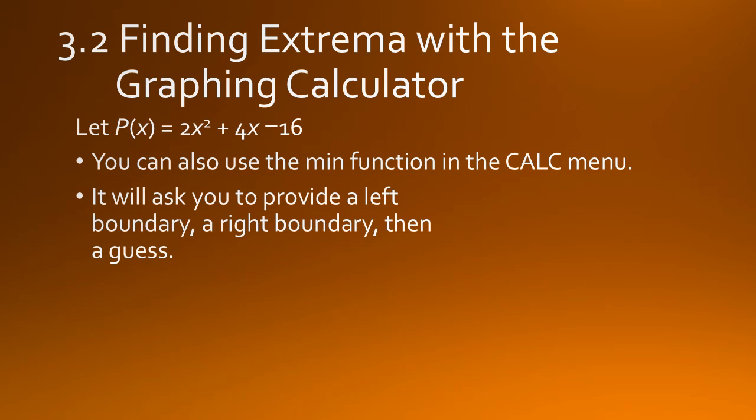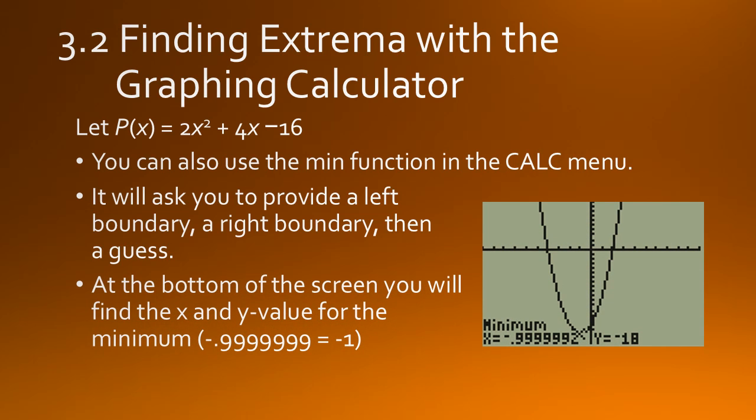You can use the min function on the calc menu. Now when you do this, it's going to ask you to provide a left boundary and a right boundary and then a guess. So when it comes up, you're going to hit the left arrow key until you get the cursor to the left of the minimum. Hit enter. Then you're going to hit the right arrow key till you get the cursor to the right of the minimum, hit enter. Then you're going to get it as close onto the minimum as you can and hit enter again. And at the bottom of the screen, you will get both the x and the y values.